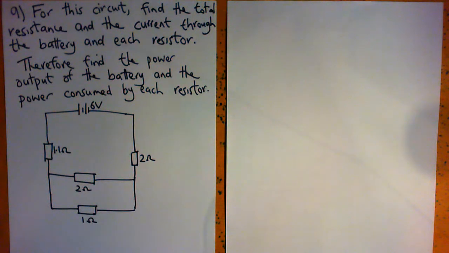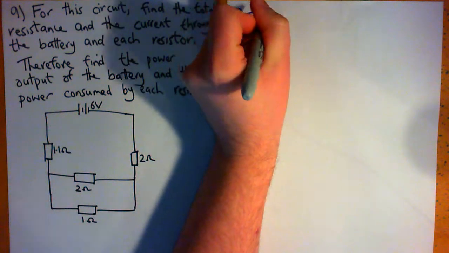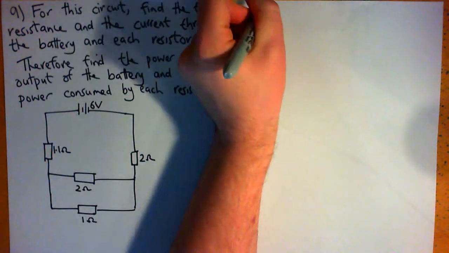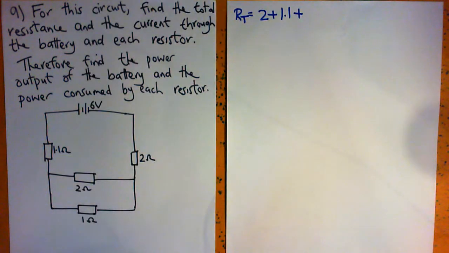So what we see there is that whichever path an electron takes, it's going to go through the 1.1 ohm resistor and the 2 ohm resistor. So these two resistors are in series, whereas this 2 ohm resistor and the 1 ohm resistor are in parallel with each other. Let's find the total resistance of the circuit. The 2 series resistors will be 2 plus 1.1. They're in series, so we can add those.